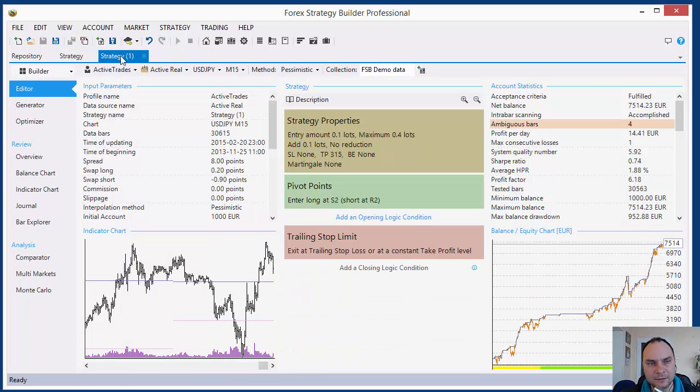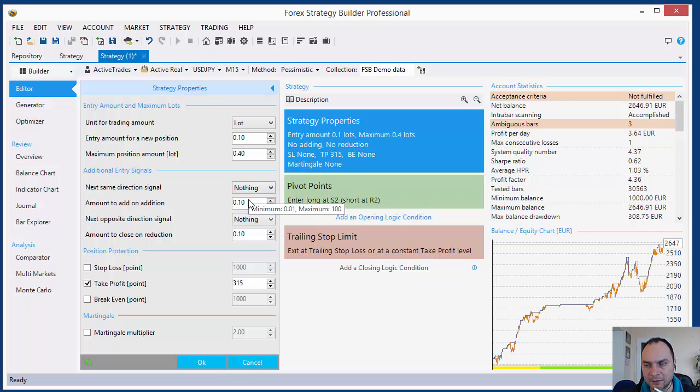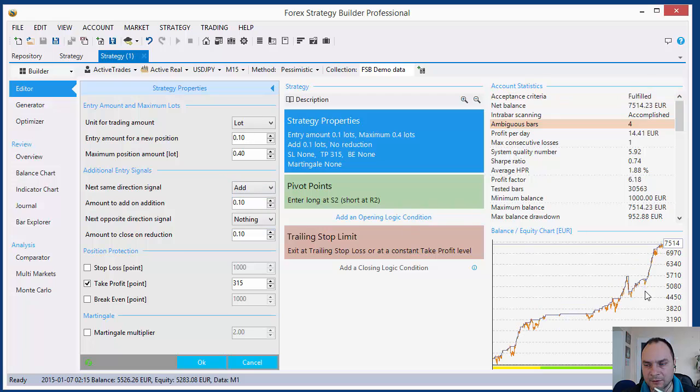I'll check that one. So what I have here, open 0.1 lot, maximum 0.4, adding. What will happen if I remove the adding? Here appears the drawdown. Okay, I leave it. Now it's very good.